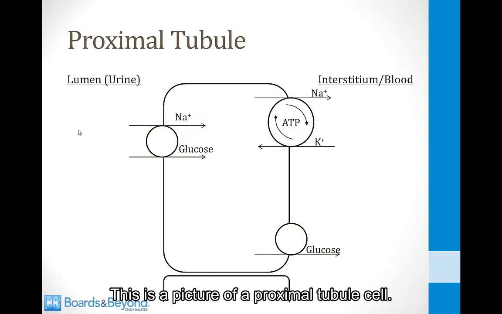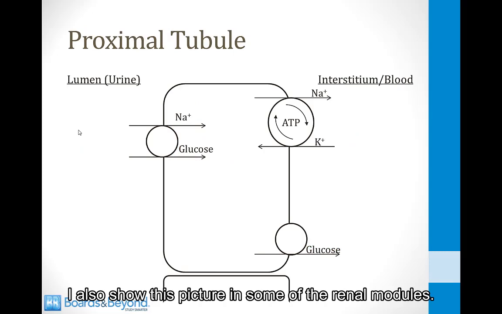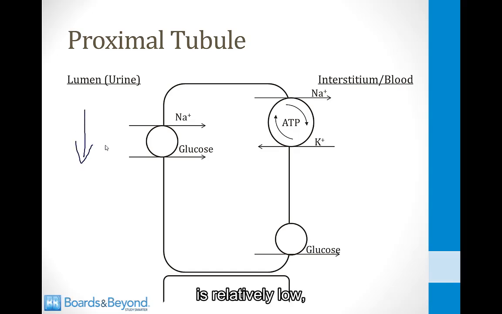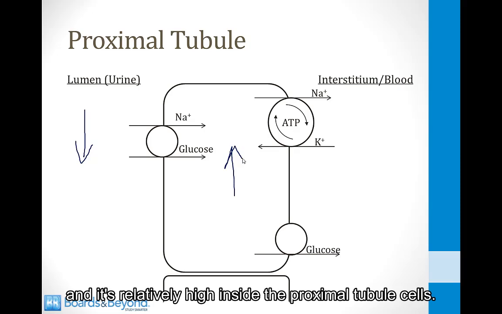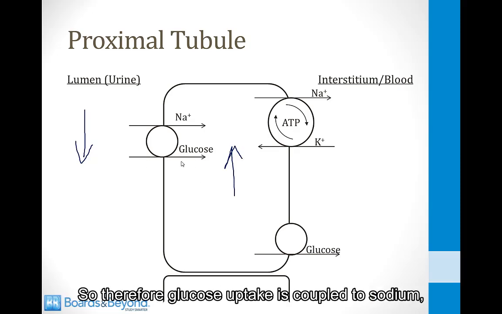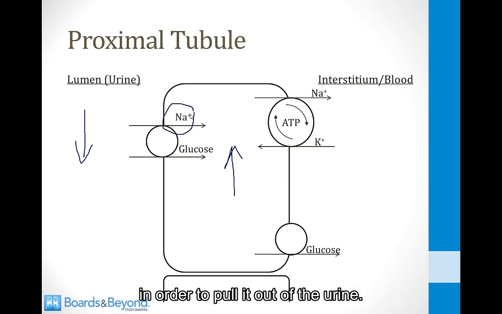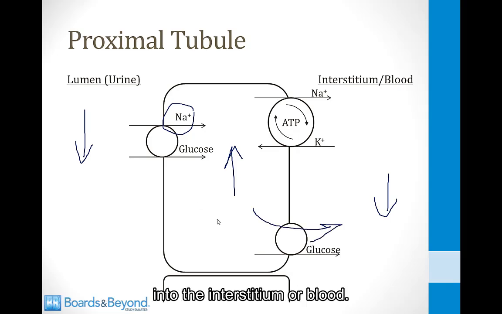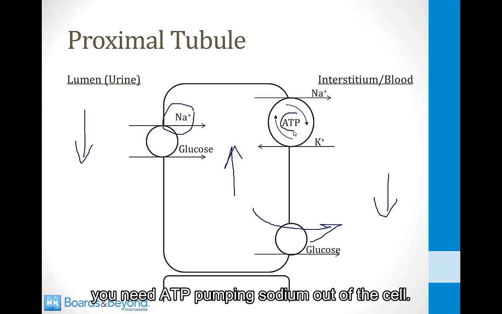This is a picture of a proximal tubule cell. I also show this picture in some of the renal modules. So the concentration of glucose in the lumen of the nephron is relatively low, and it's relatively high inside the proximal tubule cells. So therefore, glucose uptake is coupled to sodium in order to pull it out of the urine. Once it's inside the cell, the concentration gets high relative to the interstitium of blood, so the glucose can leave in a sodium-independent manner out into the interstitium of blood. And in order to keep this whole system working, you need ATP pumping sodium out of the cell.